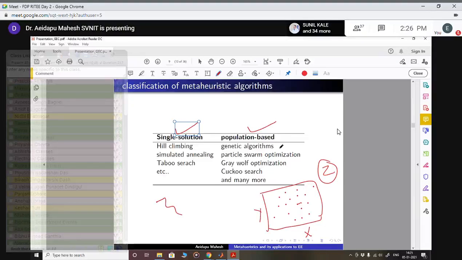A few algorithms include the genetic algorithm, particle swarm optimization, gray wolf, cuckoo search, firefly, pigeon inspired optimization, and flower pollination. There are so many that if I start naming the algorithms, it would take two or three hours to complete the list. There are maybe thousands of algorithms available. So this is a general classification, and you might find different types of classification in the literature.